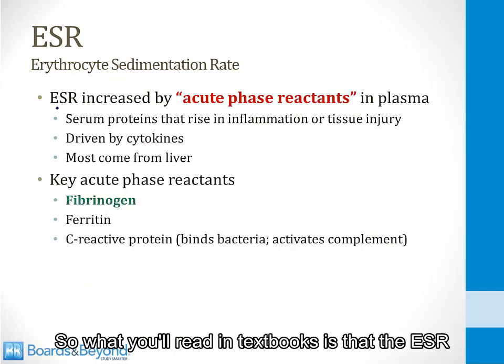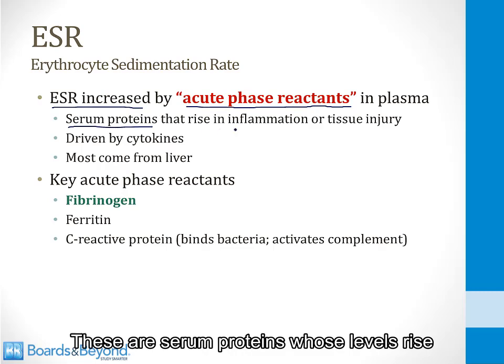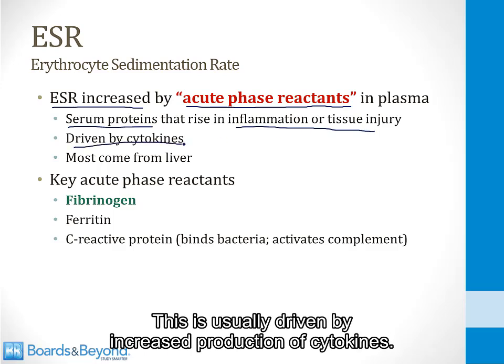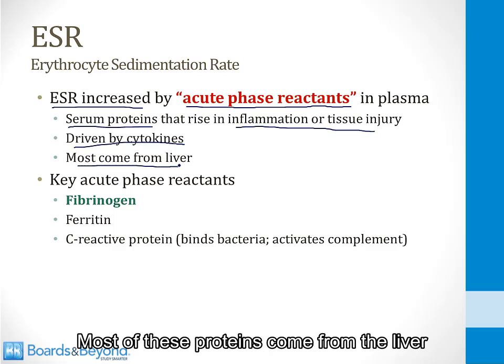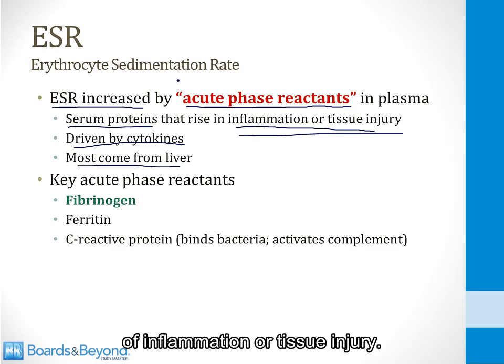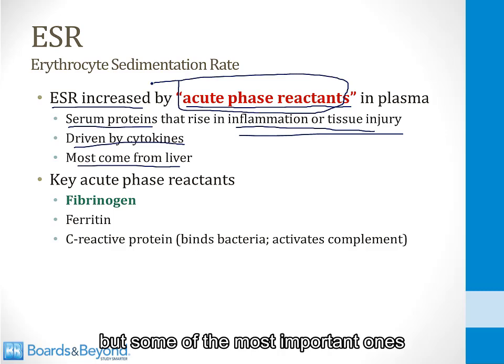So what you'll read in textbooks is that the ESR is increased by so-called acute phase reactants in the plasma. These are serum proteins whose levels rise in the setting of inflammation or tissue injury. This is usually driven by increased production of cytokines. Most of these proteins come from the liver, and the liver makes more of them in the setting of inflammation or tissue injury. There are lots and lots of so-called acute phase reactants, but some of the most important ones I've listed on the screen.